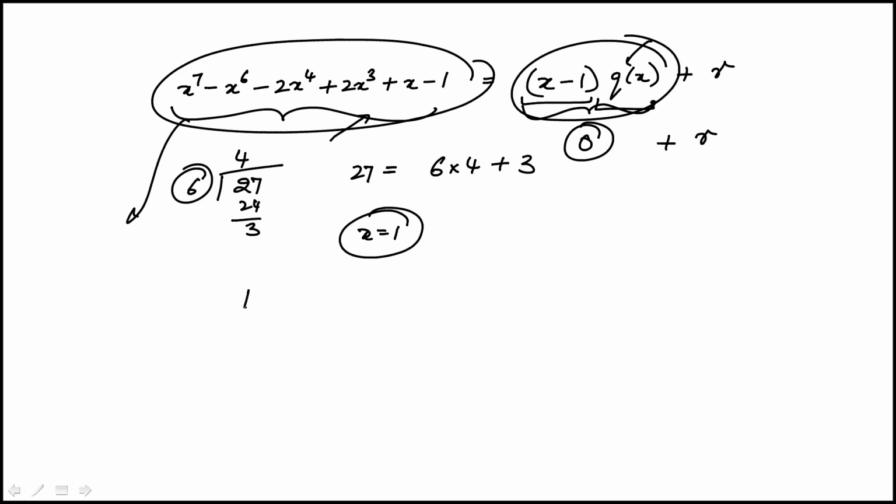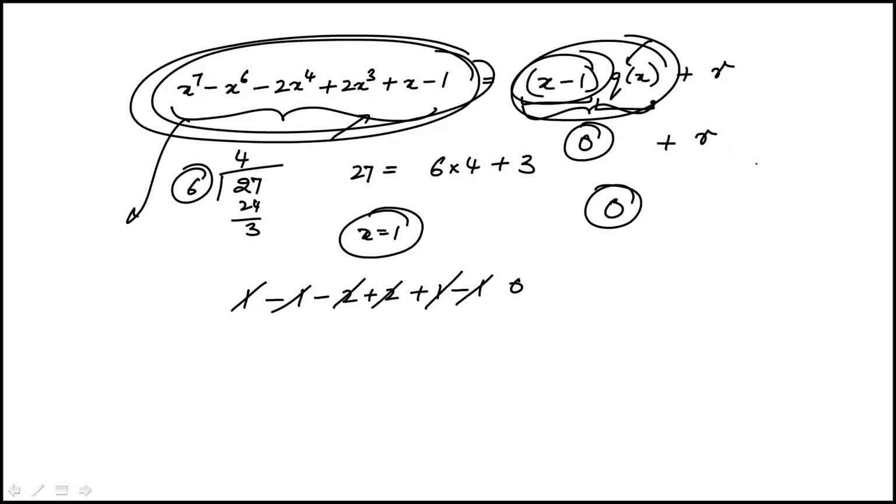So if I replace x with 1, this would become that value, and then I have to compute this. That one is out, that one is out, and I get 0. So actually the remainder is 0. In other words, that expression is divisible by x minus 1. So the answer is C.